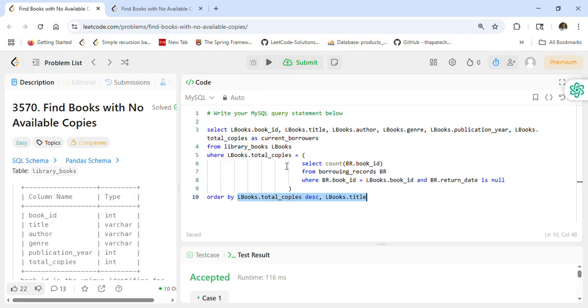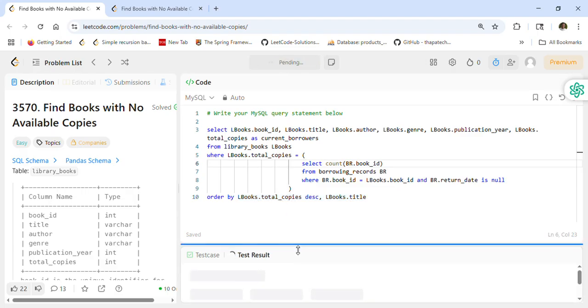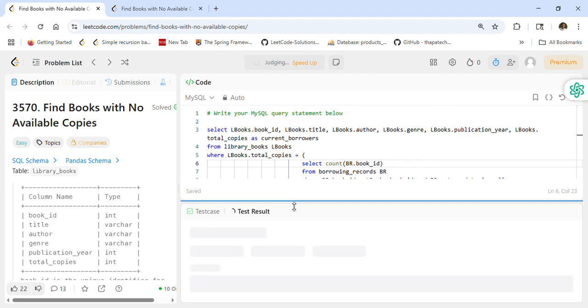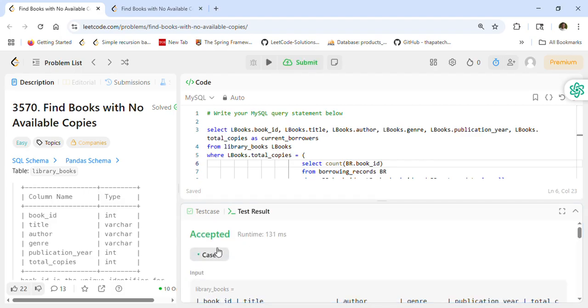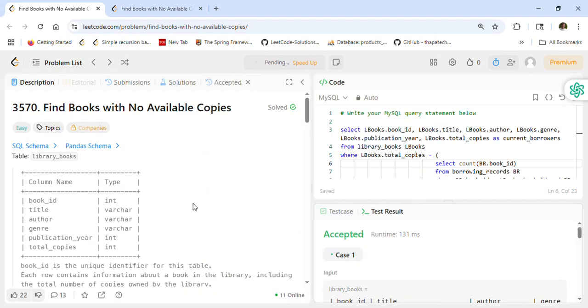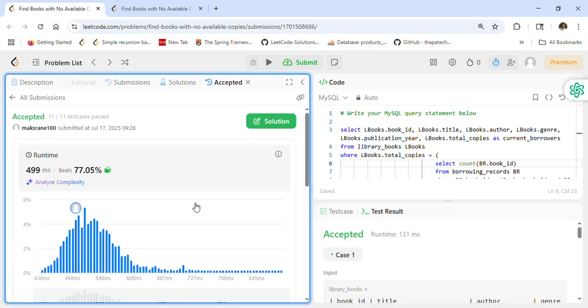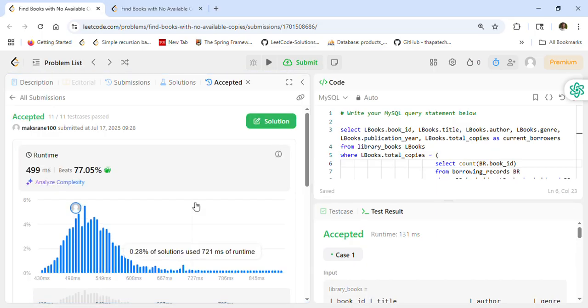So we will now give it a run and make sure this query works correctly against the test cases. So the test cases got passed, as you can see here. We'll submit this code to LeetCode and make sure the code gets accepted by LeetCode as well. The query got accepted by LeetCode. It is 77.0% faster than other submissions.